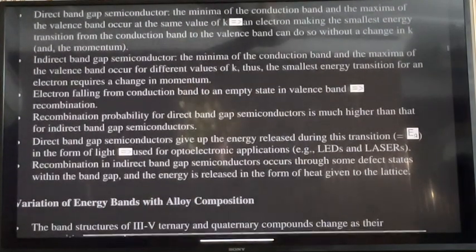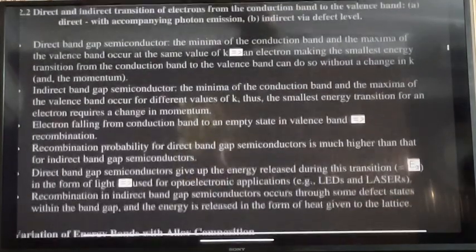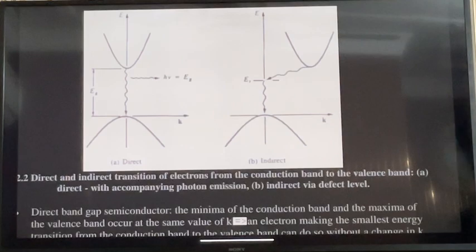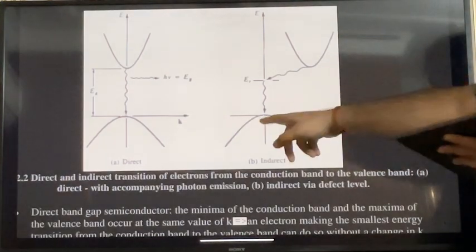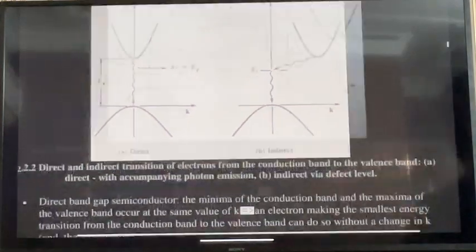Now, electrons falling from the conduction band to an empty state in the valence band is known as recombination. So, an electron which jumps from the upper curve to this curve, in both the curves, this process is known as recombination.